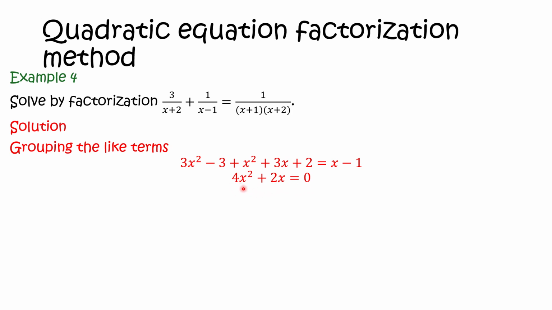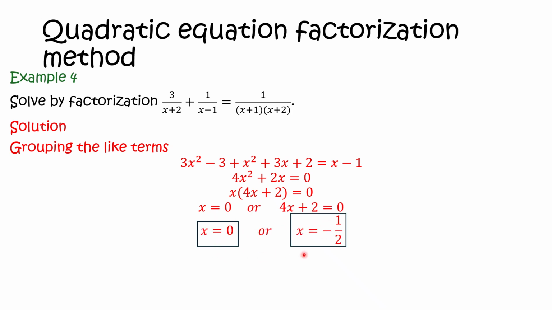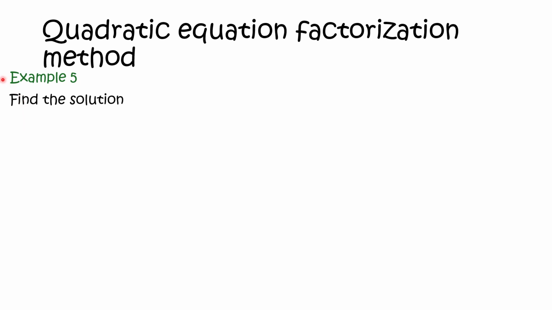Meaning that we factor out the common factor between the two terms. Now in this case, our c is equal to 0, so we don't have a constant term. So we can just simplify this by factoring out the common factor between the two terms, so that we have x times 4x plus 2 is equal to 0. So this means that x is equal to 0, or 4x plus 2 is equal to 0, implying that x is equal to 0, or x is equal to minus 1 over 2.